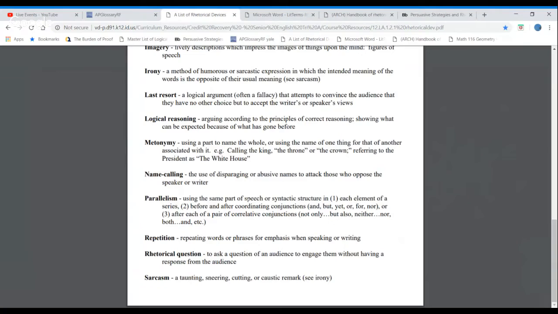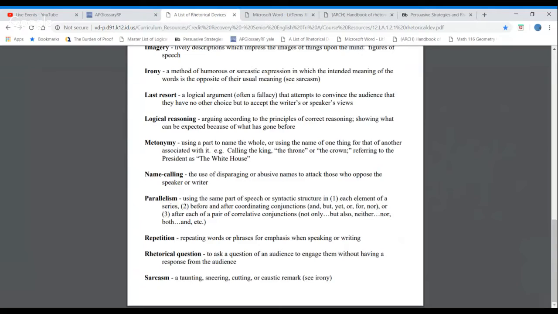Parallelism, using the same part of speech or syntactic structure in 1, each element of a series, 2, before and after coordinating conjunctions, and, but, yet, or, for, nor, or 3, after each of a pair of correlative conjunctions, not only, but also, neither, nor, both, and etc.